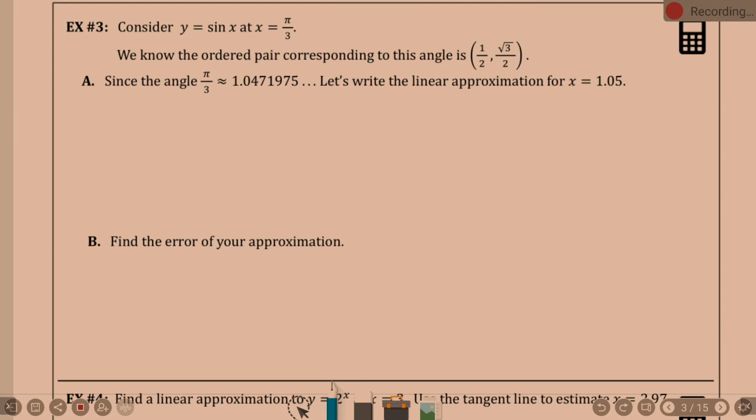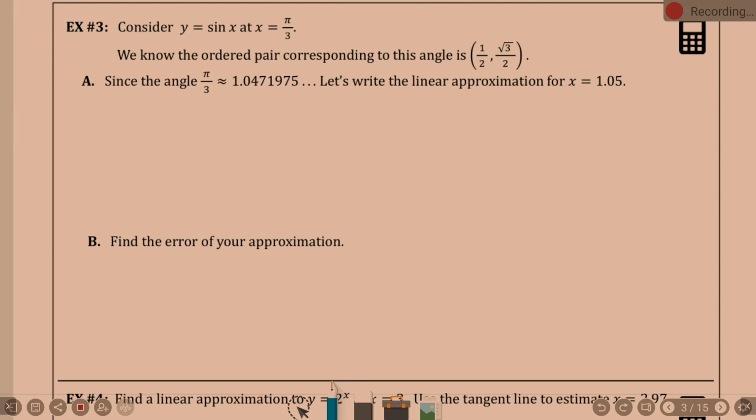So the cosine of pi over 3 is 1/2. The sine of pi over 3 is going to be square root of 3 over 2. Now, part A asks us, since the angle pi over 3 is approximately 1.04, so on and so forth, in other words, if you do pi and divide it by 3, let's write the linear approximation for x equals 1.05.